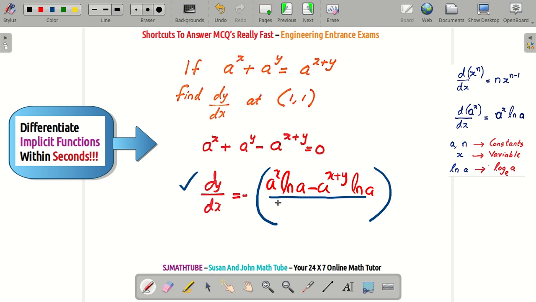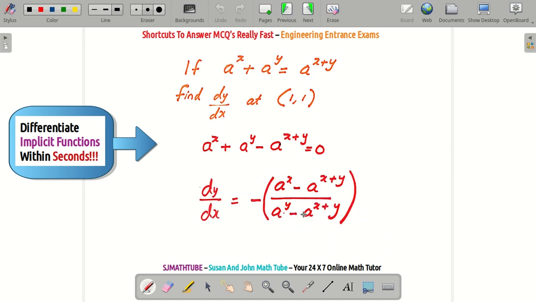And for the denominator, we differentiate partially with respect to y. That is, we differentiate in the assumption y is the only variable. So you're going to get a similar expression, ln a minus a to the power x plus y ln a, and then 0 plus 1. Okay, that's it, my friends. It's done. You have the derivative right in front of you, but we want the derivative at 1 comma 1. So let's take this ln a common and cancel it so that you get something like this.